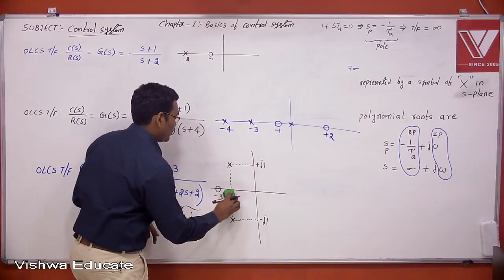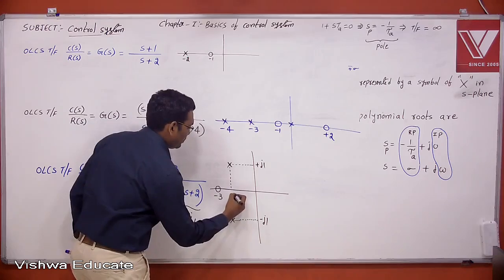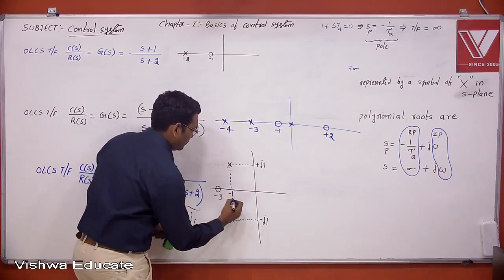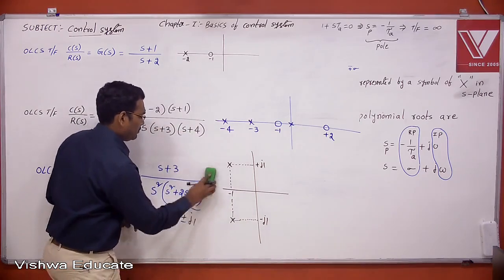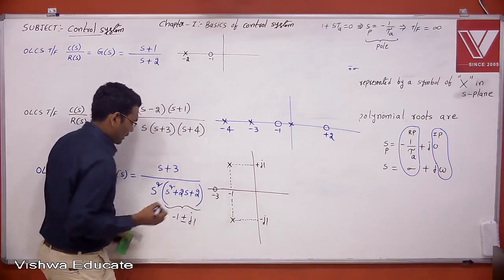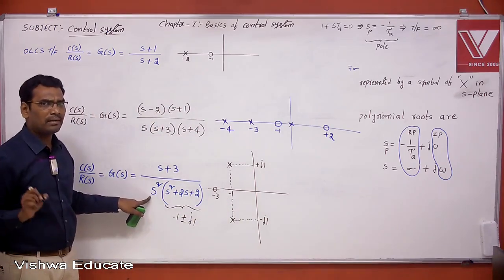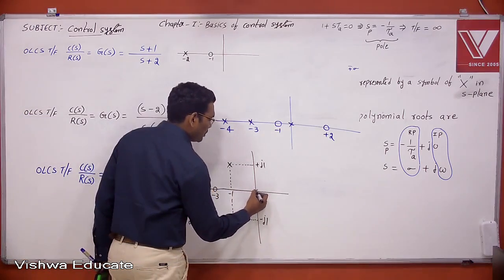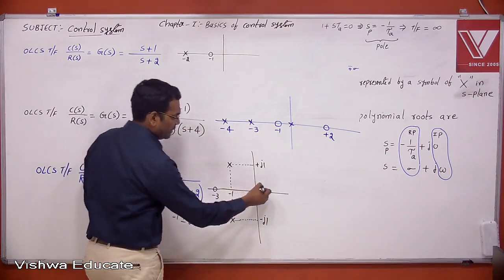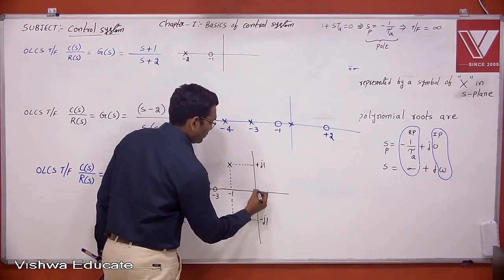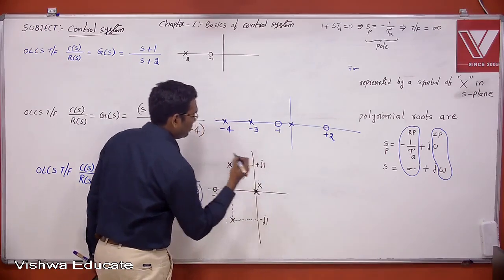Now, one zero is at minus 1, and the other zero is at minus 3. And there are poles here. How many poles? Denominator means poles. S square means 2 poles. Where are the 2 poles? 2 poles at origin. For visibility I write here, since it is not possible to write at the origin and keep it visible, but there are 2 poles at origin.